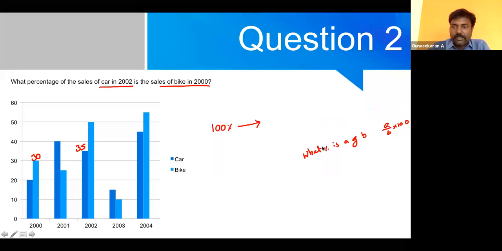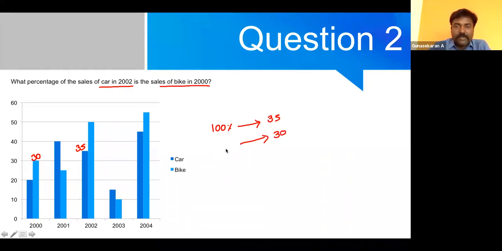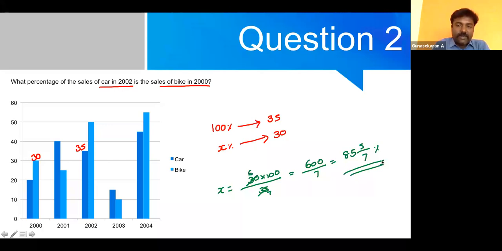I'll let you know the term when it comes. So here 100% is 35. No. Wrong answer. Not in 30, 35. Again, you are predicting wrong. $85, 5 by 7%.